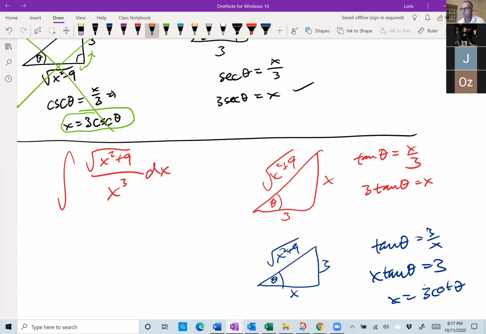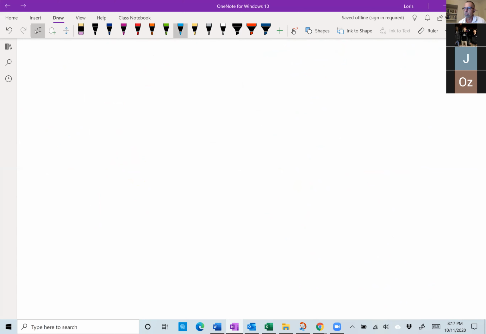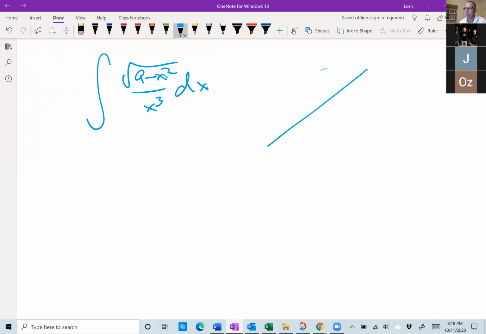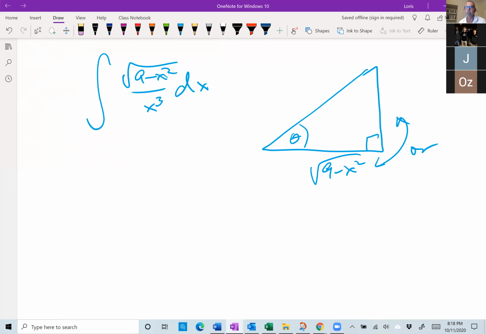So that's how you do that. Okay, that helped. 9 minus x squared, let's do that one. The integral of square root of 9 minus x squared over x cubed dx. Now the only way for the square root to have a minus is if it's one of the sides. So it can go here or here. Let's just try it on the bottom. What would the hypotenuse be?